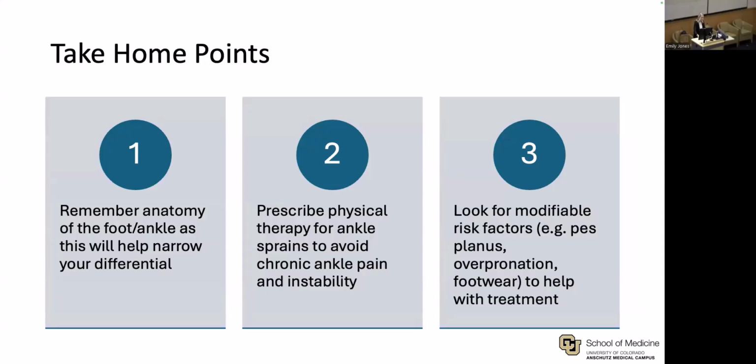So the take-home points from today, as I mentioned: remember the anatomy of the foot and ankle, because that's going to help you identify what the differential is and what structures are in the area of pain. Physical therapy is the treatment for all of these things, and particularly for ankle sprains. I think sometimes we forget that. So to avoid chronic ankle pain and instability, prescribe physical therapy for ankle sprains. And then look for all the modifiable risk factors. So do they have pes planus, overpronation? Ask them about their footwear, and that can help with your treatment as well as preventing future injuries.